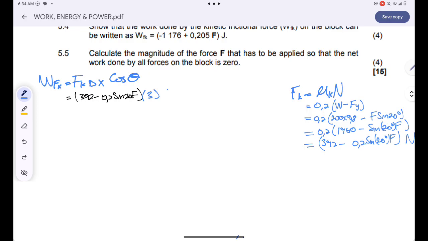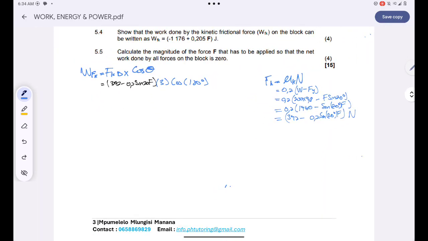That's 3 meters. Cos of 180 degrees. Why 180 degrees? Because if you check, the direction of motion is going that way, and the frictional force is opposing the motion. The angle between the frictional force and the direction of motion is 180 degrees. So that's why I have 180 there. Work done by friction.